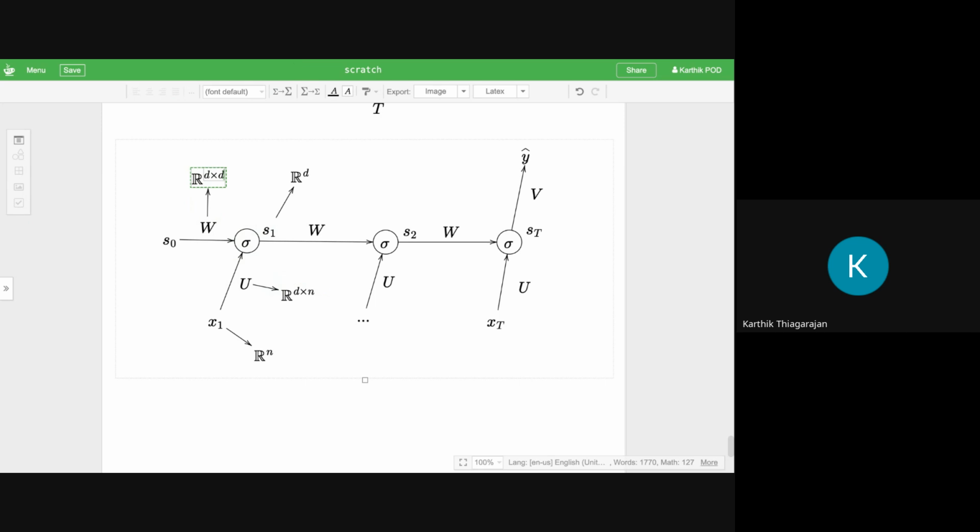So the hidden weight matrix is always going to be square. It is going to take one state vector and convert it into something of the same shape, right? So it is always going to be square.